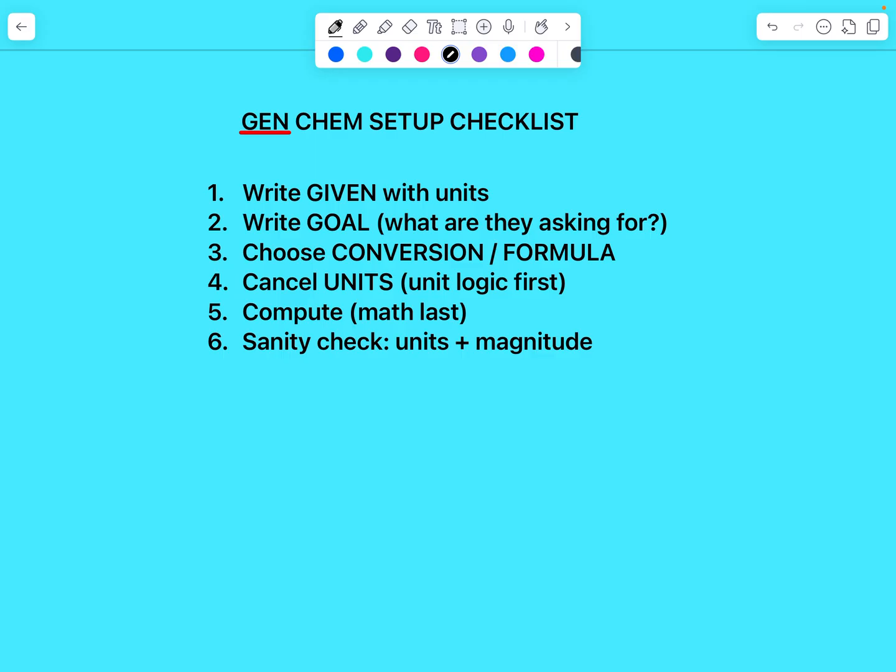You're going to cancel the units as you see them. Usually, a numerator on one and a denominator. That's how it's usually done. That's how you cancel out the units. You're going to do computing, so you're going to use your TI-83 plus calculator. And then you're going to use units and magnitude at the end to check. If you do these 6 steps every time, general chemistry becomes predictable.